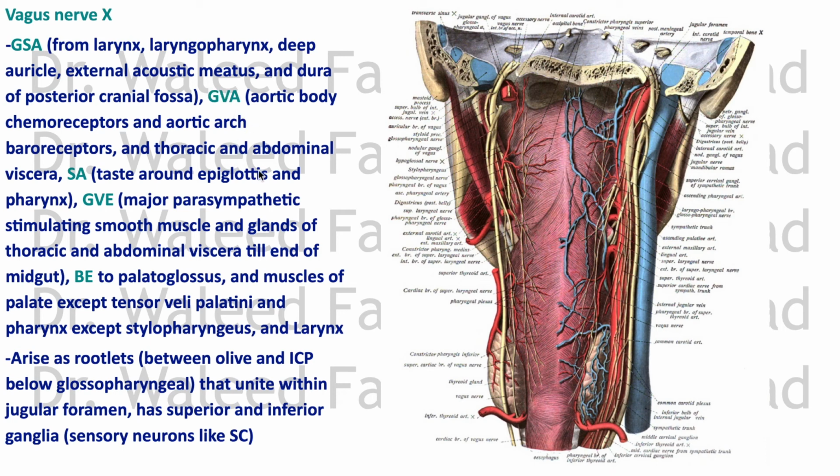Receives taste from the epiglottis and pharynx, so special afferents. Of course, it's a major parasympathetic nerve, so general visceral efferent, and branchiomeric efferents to muscles of the palate and palatoglossus fibers. So do not learn these functional fibers by heart.